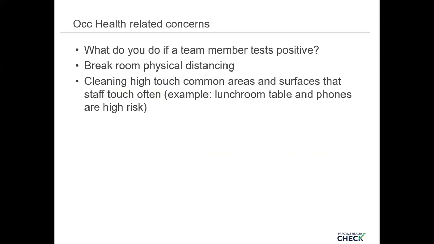So, some occupational health related concerns. What do you do if a team member tests positive? If you're the team member that tests positive, you want to let public health know. It's likely that they will get in touch with you because they are notified of all positive cases, and they usually follow up to ensure that there is no risk of exposure to other individuals. So, break room physical distancing, we talked about that.